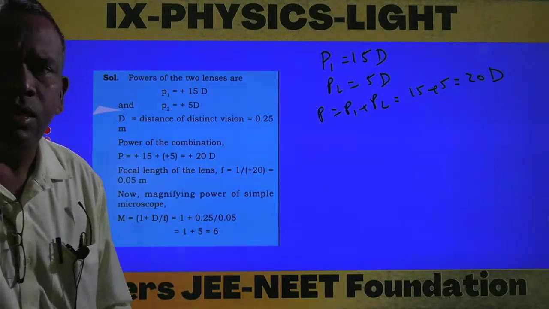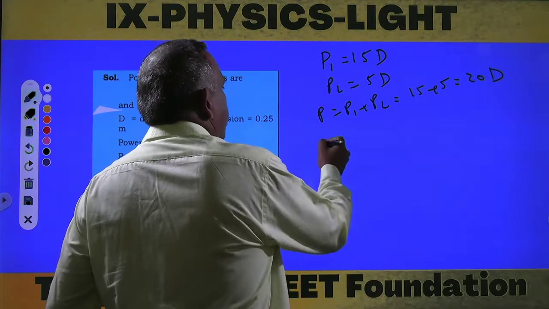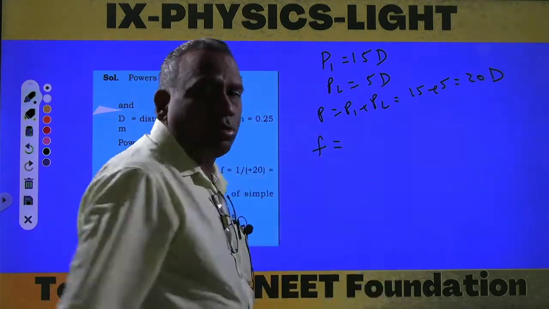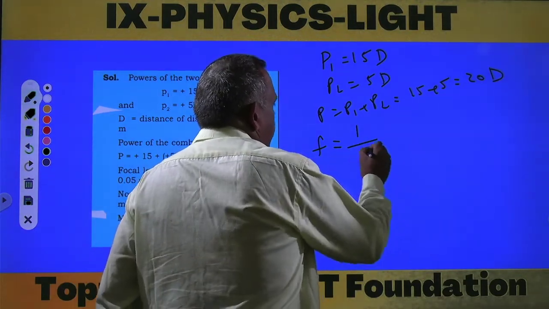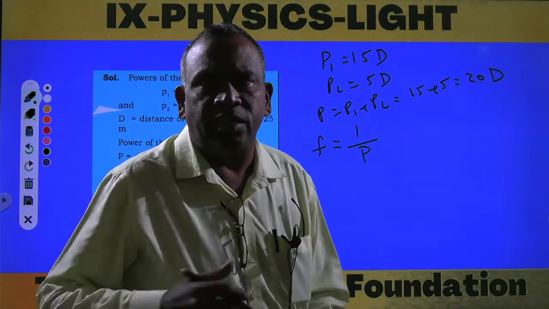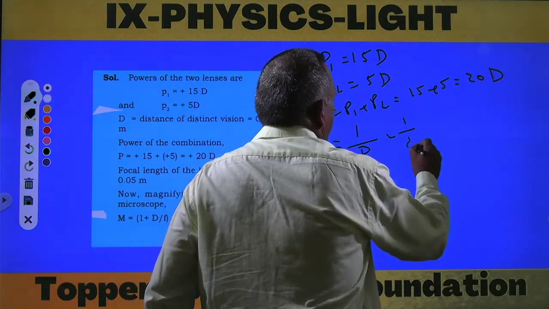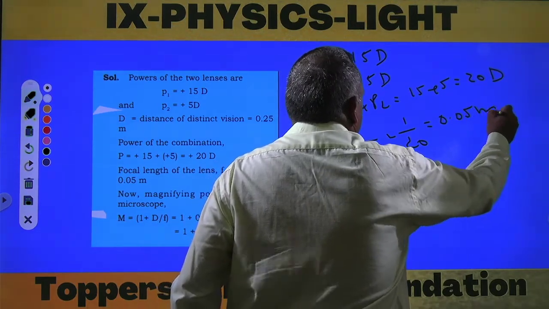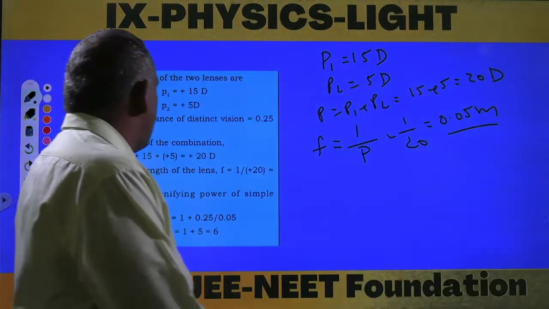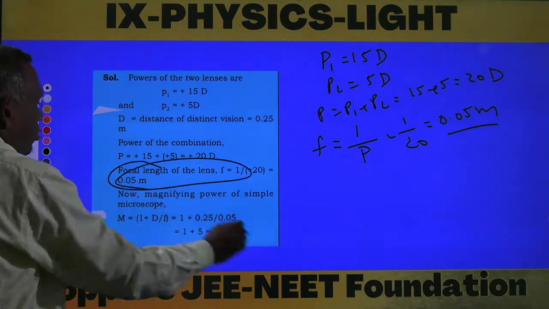If you know the power, then you can find the focal length. The focal length is the reciprocal of the power. The power is the reciprocal of the focal length. That's why 1 by P equals 1 by 20. So that becomes 0.05 meters. This is the focal length.